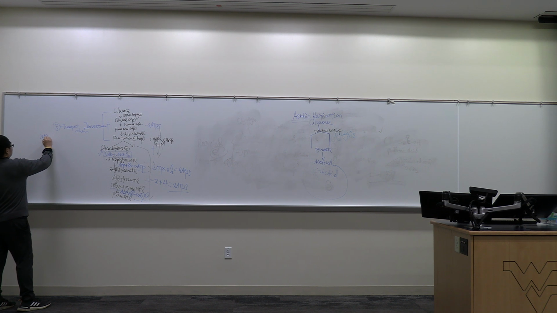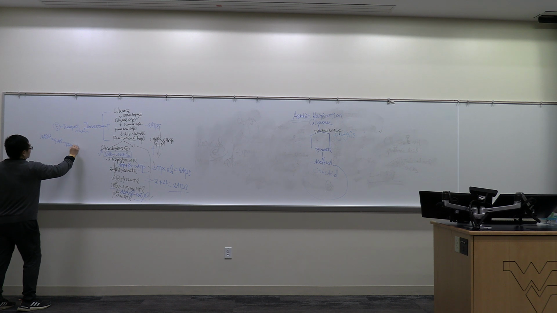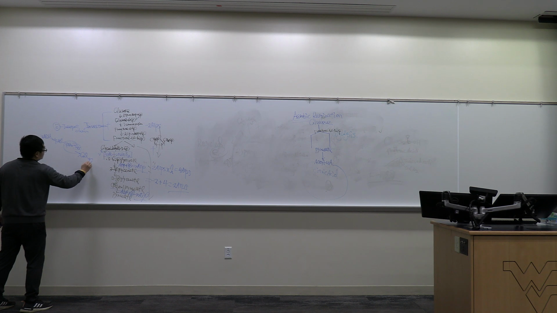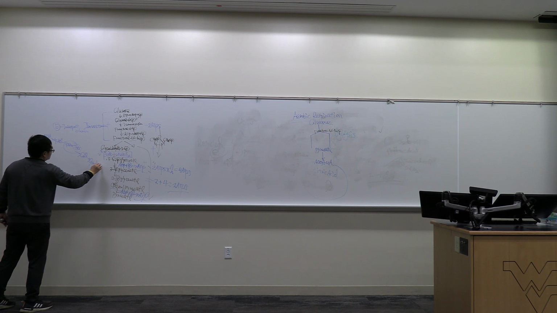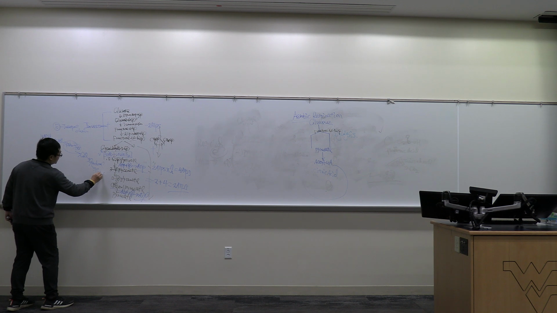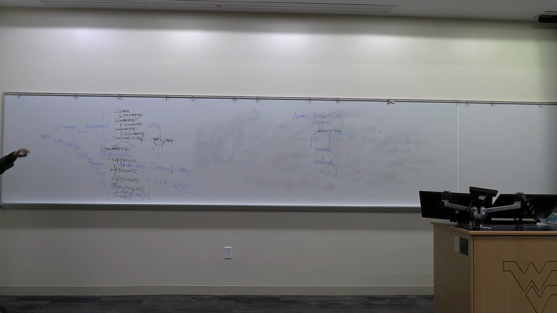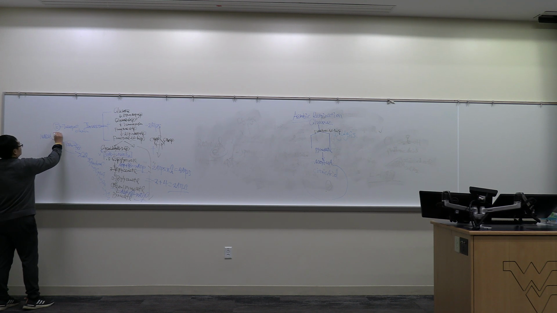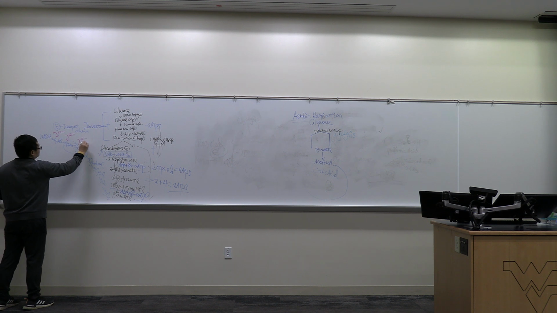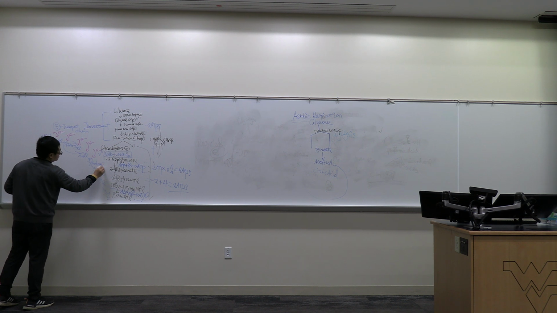NAD goes to NADH, goes to FAD, goes to FMN, goes to FeS. This is usually a couple. Then CoQ, then cytochrome C, then cytochrome A, then A3, and finally to oxygen. This is the electron transport chain. During this process, what happened? They are transferring electrons.